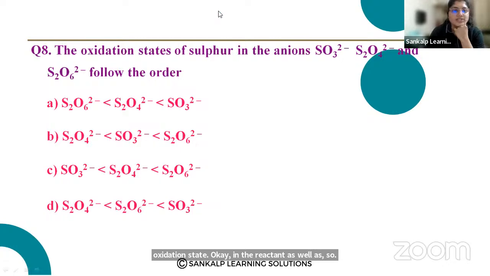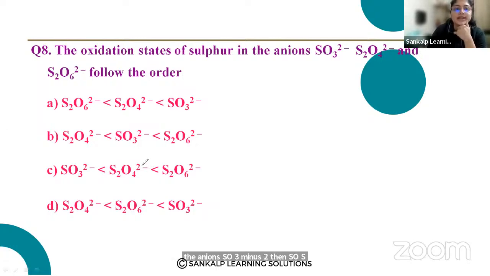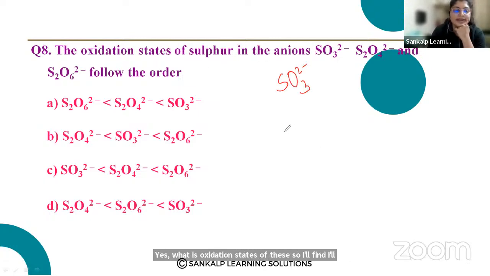So option number C. Fine. Next question: the oxidation states of sulfur in the anions SO3 2 minus, S2O4 2 minus and S2O6 2 minus follow the order. What are the oxidation states of these? I'll show you how to find out the oxidation number.